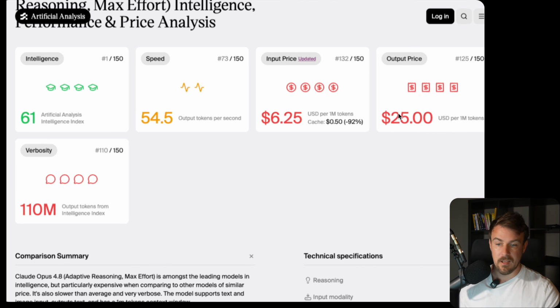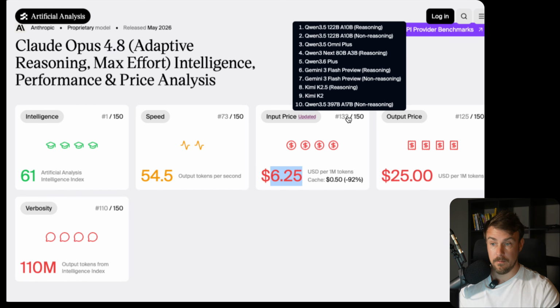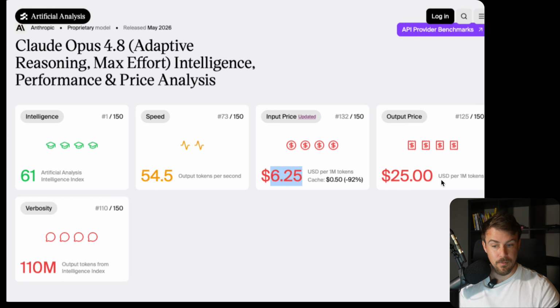So there's a couple of things you can see here. When you are looking at an actual model, you can find the model specifications on the website, or you can come to a site like artificialanalysis.ai. A couple of things. You can see things like the output price and the input price. So the input price of Opus 4.8 is $6.25 per million tokens. It's expensive. That's really expensive. The output price is $25 per million tokens.